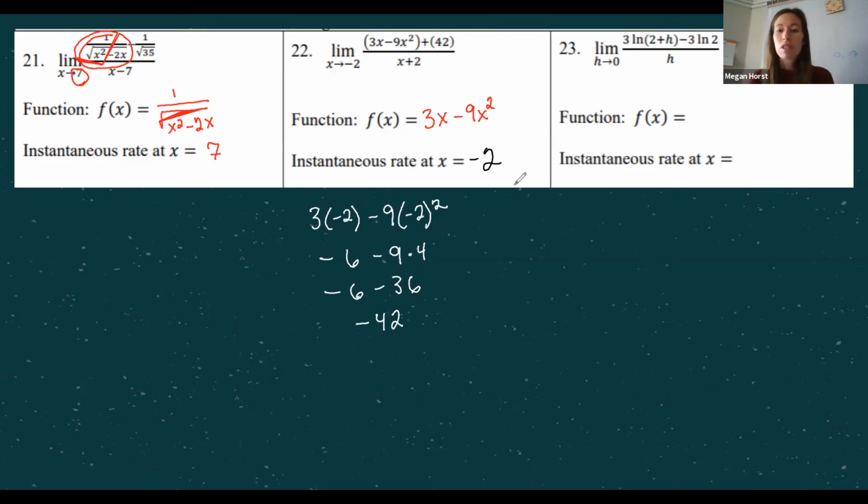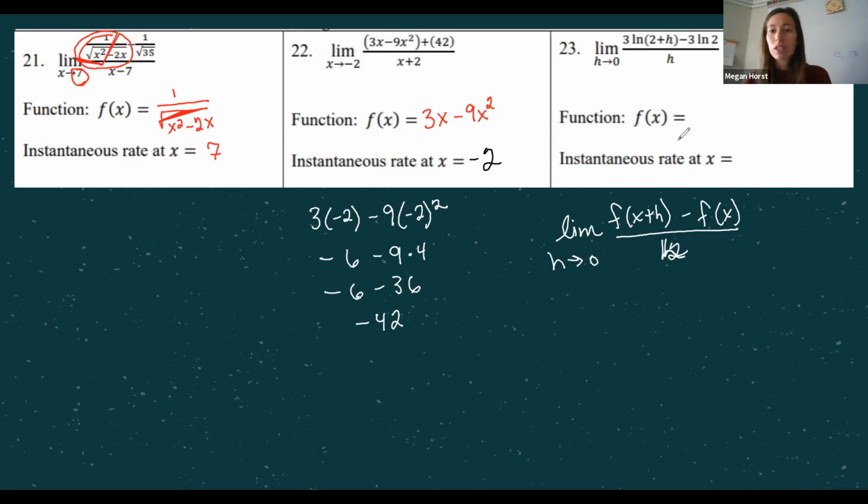So let's back up for a second here. We have the limit as h goes to 0. This should be f of x plus h, subtract whatever f of x is, all over h. Notice here that I don't have an x term in here, and I don't even have an x term in here. So my original function in this case is 3 times the natural log of 2.